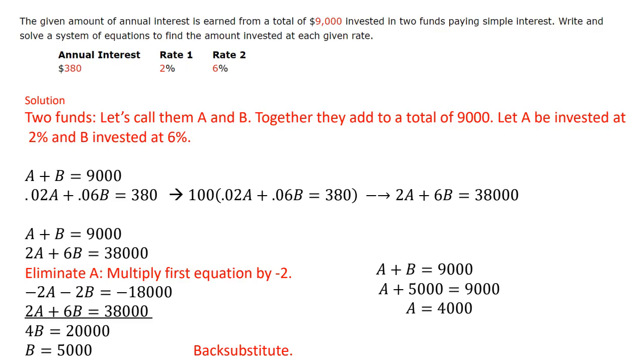I like to write sentences for my answers if it's a word problem. So I can say we need to invest $4,000 into the first fund that is at 2%, and $5,000 into the second fund that is at 6% in order to accumulate $9,000.